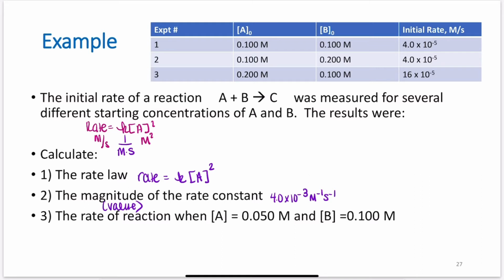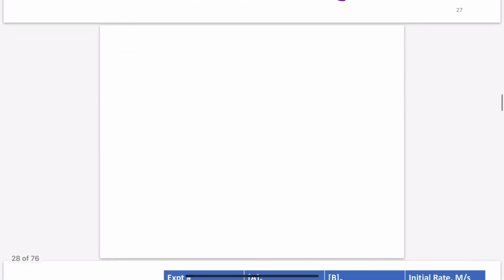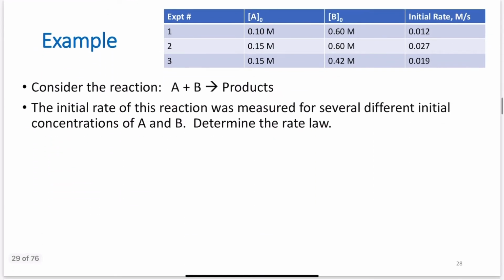Now the rate of reaction when the concentration of A is equal to 0.05 molar and B is equal to 0.1 molar. Now I plug everything in. My rate is equal to 4.0 times 10 to the minus 3 molar to the minus 1, seconds to the minus 1, times the concentration of A, 0.050, quantity squared, and the concentration of B makes no effect on this reaction, so I leave it out. The rate is equal to 1.0 times 10 to the minus 5 molar per second when the concentration of A is 0.050 molar and B is 0.100 molar. That was just to show extra work. Sorry, I forgot that I left space for that one.